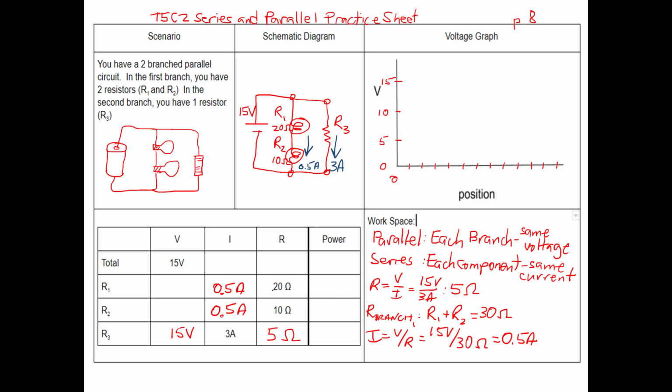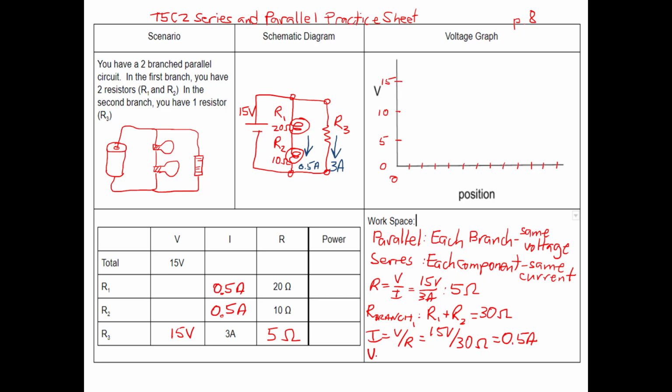I know two of the three items, voltage, current, and resistance for R1 and R2. Remember, Ohm's law applies to a circuit in general and each individual item. And let's go through and we'll figure out what the voltage on R1 is.